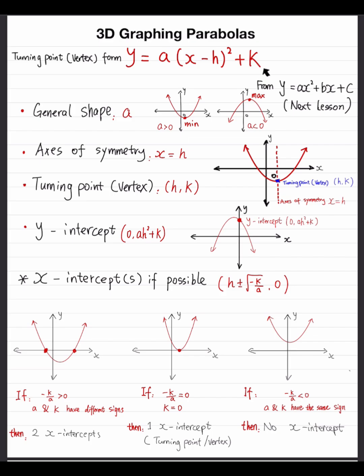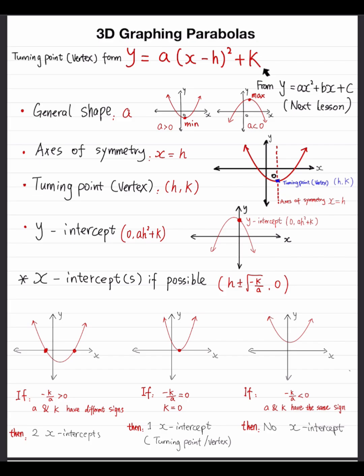The last case is where negative k over a is a negative number, that is, less than 0, and we know that a and k must have the same sign. When that happens, negative k over a will give you a negative value. And we know that we cannot have a negative value inside of a square root. Therefore, there will be no x-intercept, as you can see from the graph.